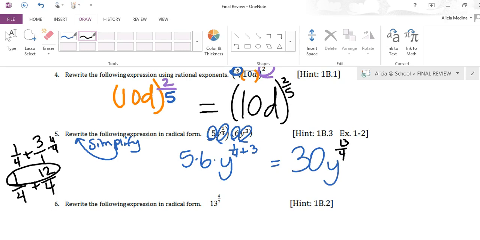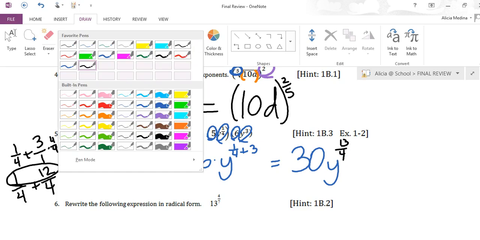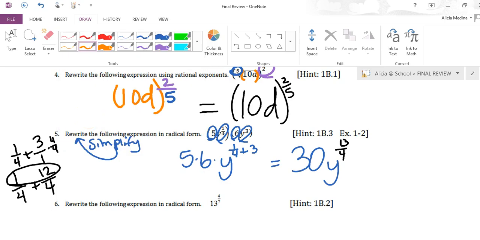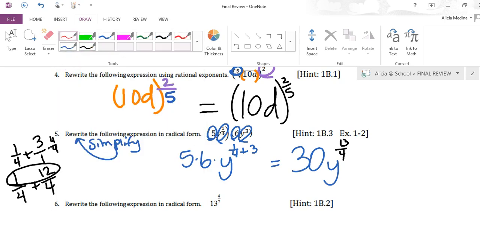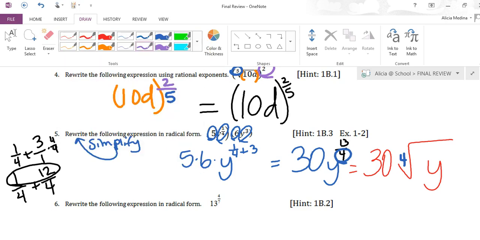Now I have to go back and rewrite it into radical form. So remember, anything that does not have a fractional exponent is going to stay outside of our radical. So I know my radical is going to be here. My 30 though is going to stay outside. My y is going to go inside. Just like before, this bottom number is my root, and the top number is going to be my exponent. So please make sure you either write it on the top or put the y in parentheses. We don't want to see it right next to it, just in case we have more than one term underneath our radical.